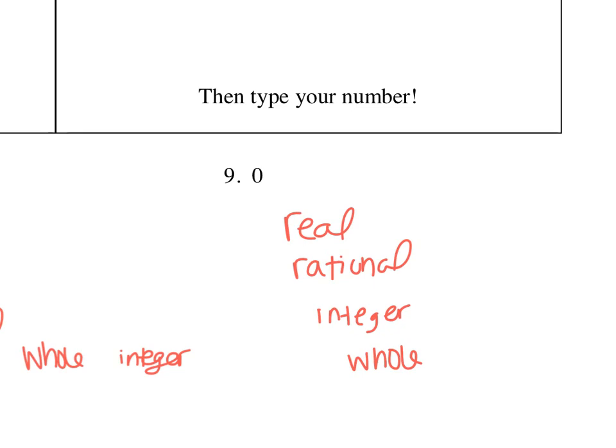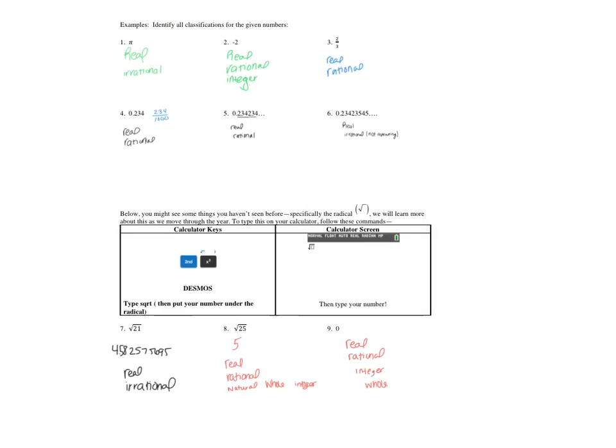So here's your next step. You need to complete the independent practice checklist, which is basically a table where you figure out which numbers are rational, irrational, and so forth.